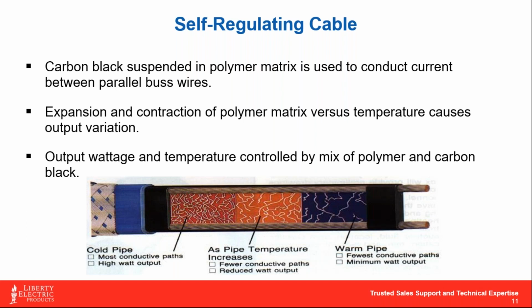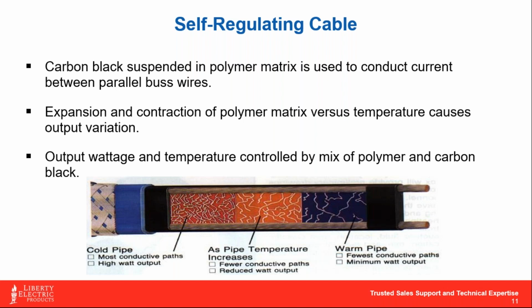And conversely, if you put this cable against, say, a pipe temperature of 120 degrees, let's say, as things do when you heat them up, they want to expand. And in doing so, that carbon mastic wants to push the two bus wires further away from each other. And that's what throttles your cable back or reduces the wattage or heat output.